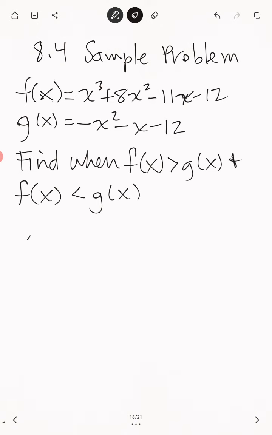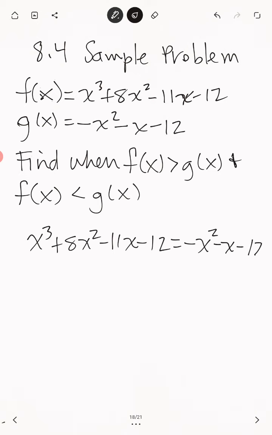So we're going to make the functions equal to each other and solve for the points of intersection. And that will give us a focal point for where we want to be seeing the graphs. Because in order to determine where f of x is greater than g of x, we'll want to know physically where the graph of f of x is above the graph of g of x, and vice versa for f of x less than g of x.